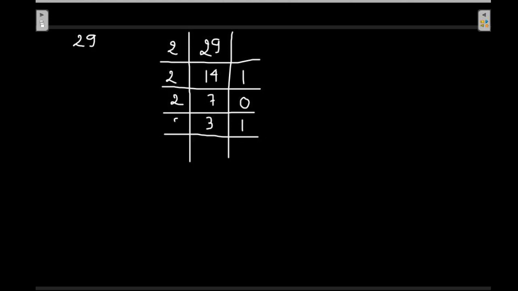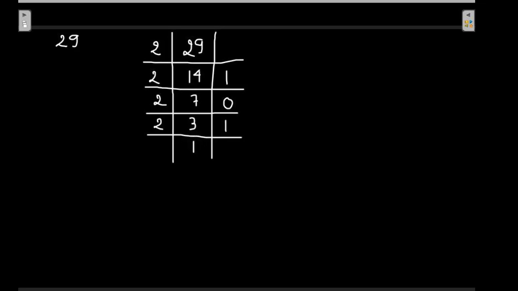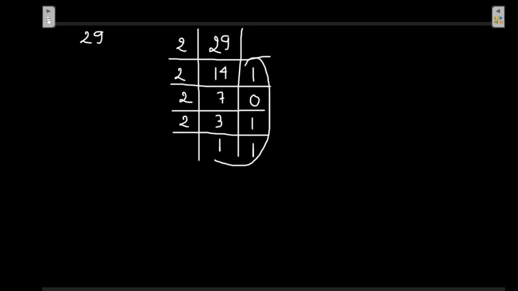Again we continue the same process. Now 3 is not divisible by 2, but 2, which is 1 less than 3, is divisible by 2. 1 times 2 equals 2, and we get 1 remainder over here. This series of numbers we got here is what we want. Writing from downwards to upwards, we get 1, 1, 1, 0, 1. So this is the required number.